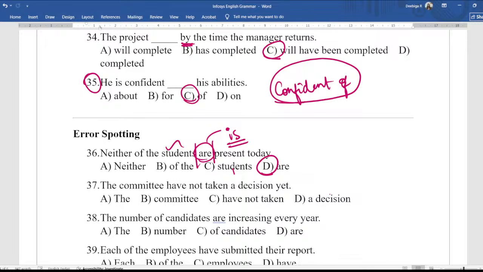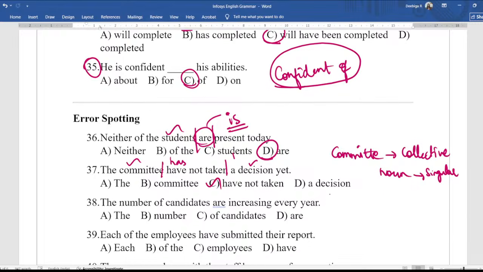The committee have not taken a decision yet. So here the committee is pretty correct. Have not taken a decision yet is also pretty correct. When you encounter committee, this is a collective noun. So when you encounter collective nouns, they are treated as singular. Singular nouns take singular verb. So instead of have, this should be has. The committee has not taken a decision yet. So the wrong part is have not taken.